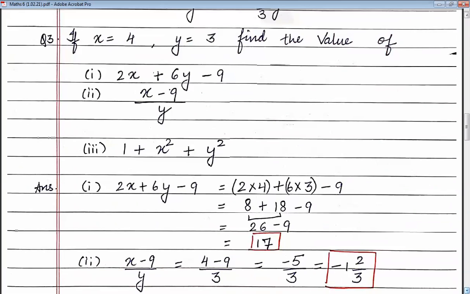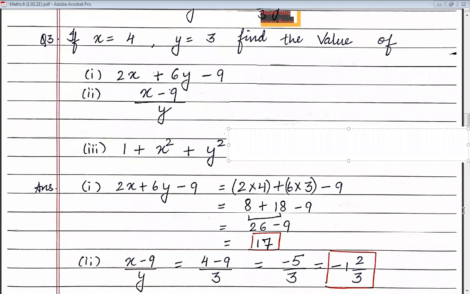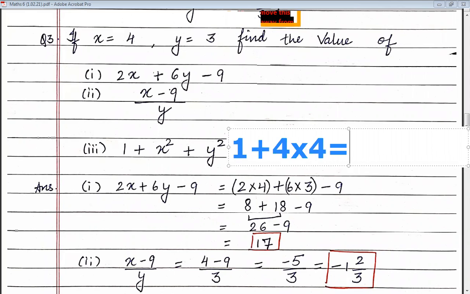Now it is 1 plus x square plus y square. Okay. Now children, here 1 plus, do you remember what is the meaning of x square? X square means 4 multiply 4. Okay. Plus y square. Okay, so y square is your 3. So it means 3 multiply 3.